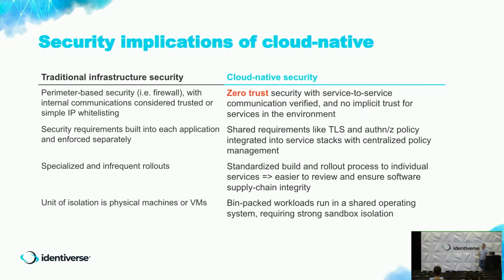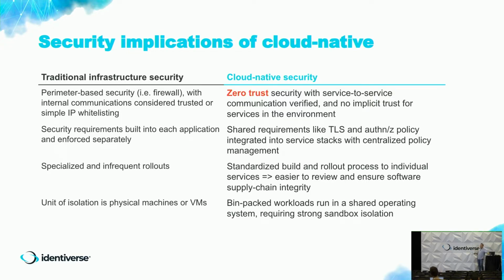We move to a world of standardized build and rollout processes, where individual services are built in a way that they're continuously deployed and continuously tested. And this makes it much easier to review and ensure software supply chain integrity. If there is an issue in an upstream library that you're using and we really need to urgently patch, that can be done by anyone. It gets pulled in, gets built, gets tested, and it gets auto-deployed. And we're not relying on a single person who's responsible for that code to build it with all of the quirks and all of the right libraries, and then deploy it to production.